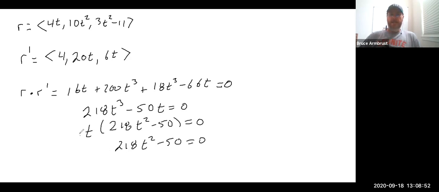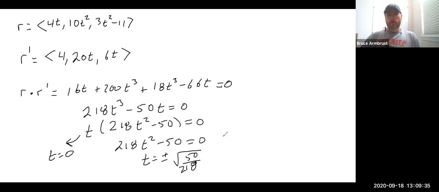So that factor of t does give us t equals 0. So that's definitely a solution. But there are actually two more. They're going to come from this. So t is going to be plus or minus the square root of 50 over 218. That 50 over 218 can be reduced. It's 25 over 109, which I think is as far as it goes. But these are our three choices. 0, positive square root of 50 over 218, or negative square root of 50 over 218.